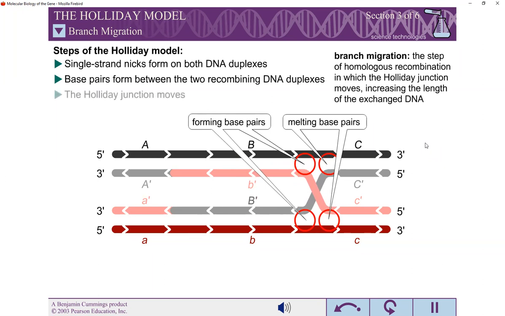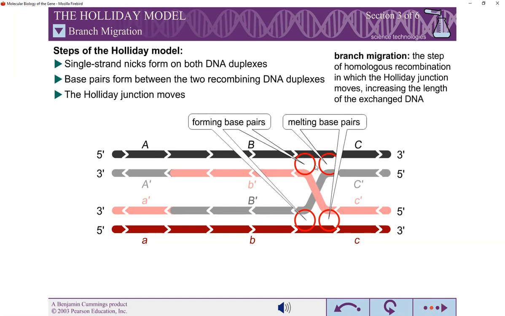This process is called branch migration. Now, the third point takes place. One is referred to as endonuclease nicking, which we have seen. Then the base pairing was taking place. And last is referred to as branch migration.